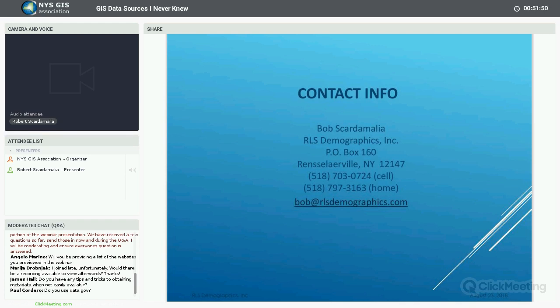Do you use data.gov? Not a lot. There will be a lot of the data that I've talked about that is accessible on data.gov. My preference is to go back and get as much detail out of the source agency as possible. So I tend to go to the individual agencies rather than the more aggregate data.